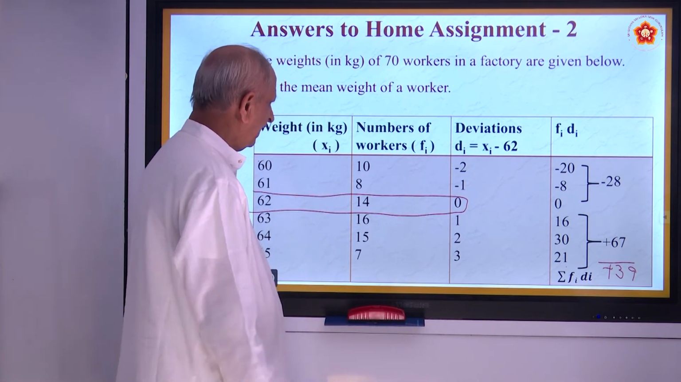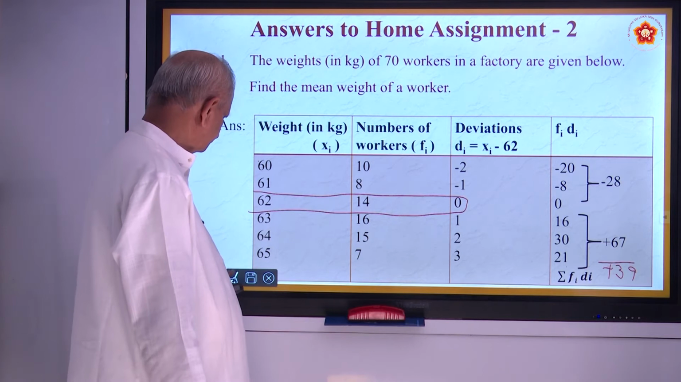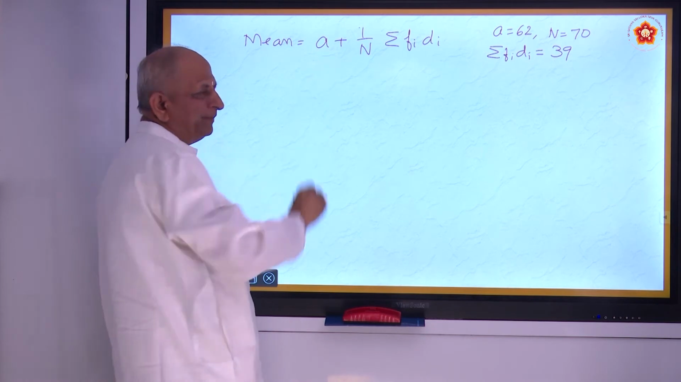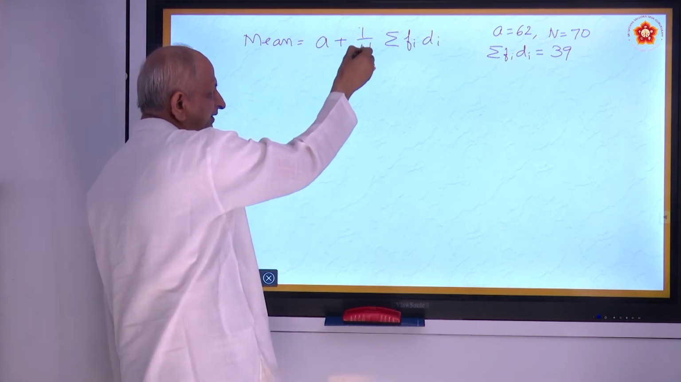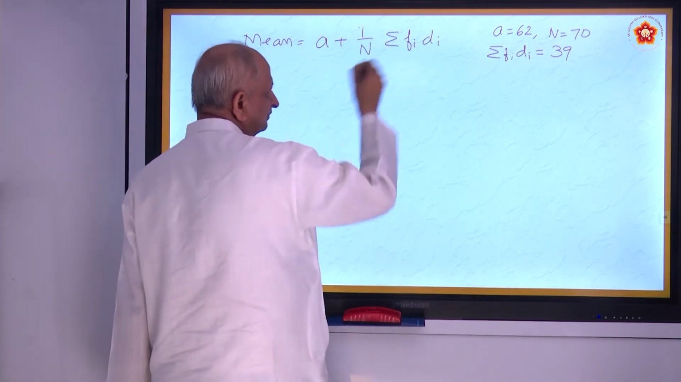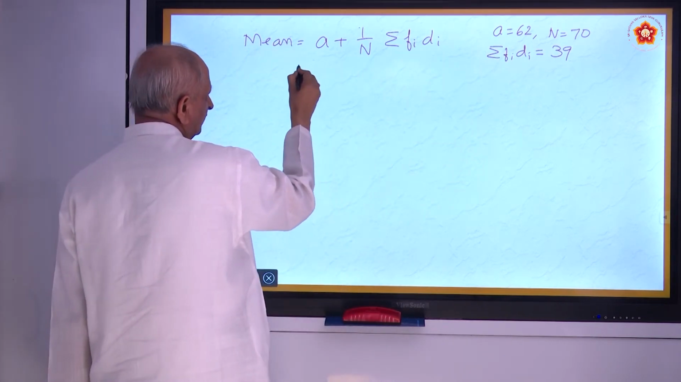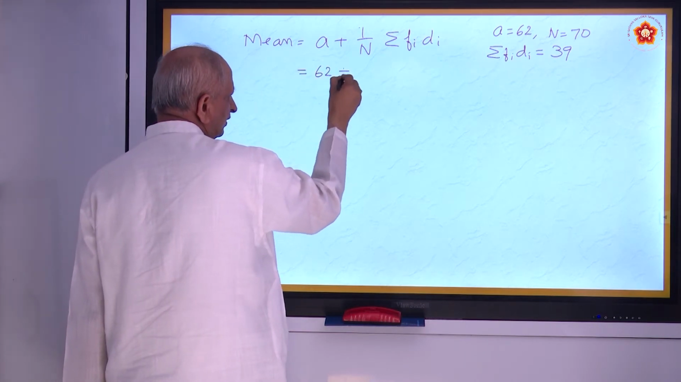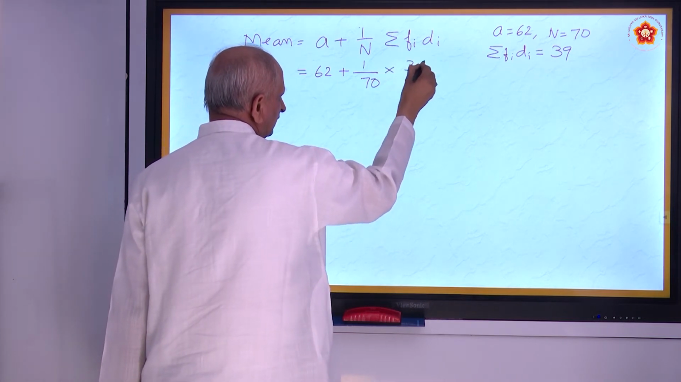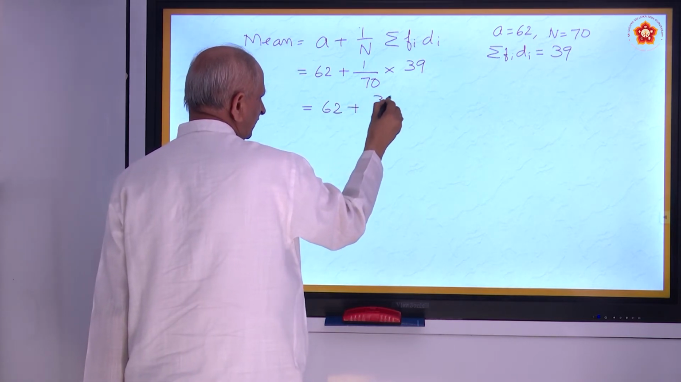Is it not? That you have to take next. So now you have to apply the formula. What is the formula? Mean is equal to a, the assumed mean, plus 1 by n, where n is the sum of frequencies, into sigma fi di. So taking from the table, a is the assumed mean, 62 kgs. 1 by n is 1 by 70, into sigma fi di, which is 39. So that will be equal to 62 plus 39 by 70.